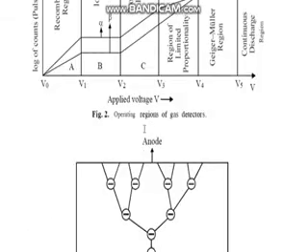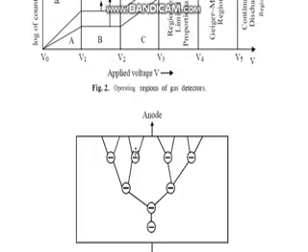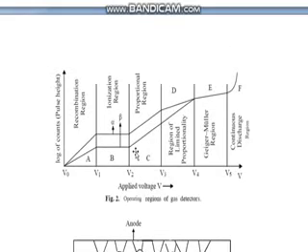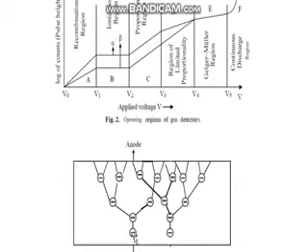In the limited proportional region, the proportionality is lost, though multiplication of electrons and ions still increases. The electrode potential in this region is very high, due to which primary electrons are quickly accelerated towards the anode and hence gain kinetic energy in a very short distance to cause secondary ionization. Secondary ionization also causes tertiary ionization in a short distance.